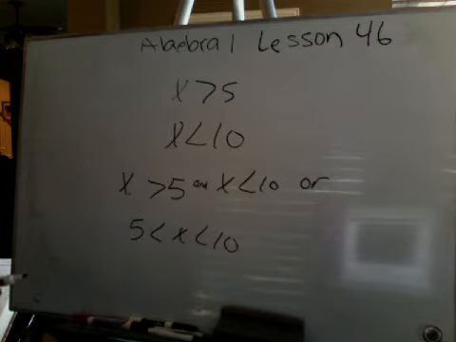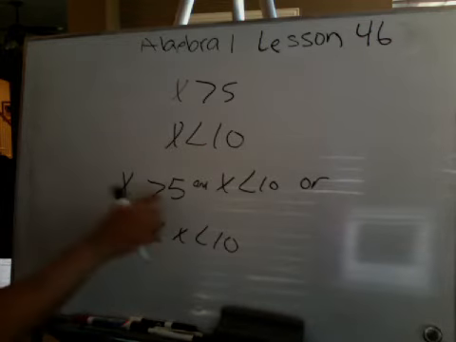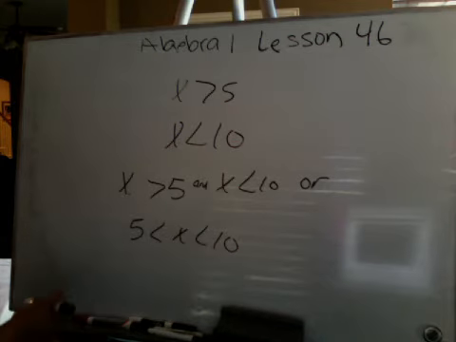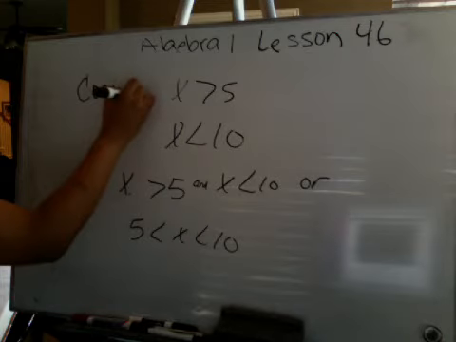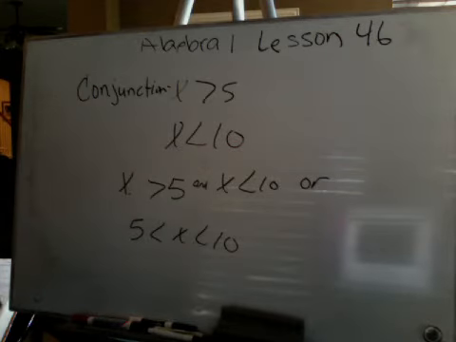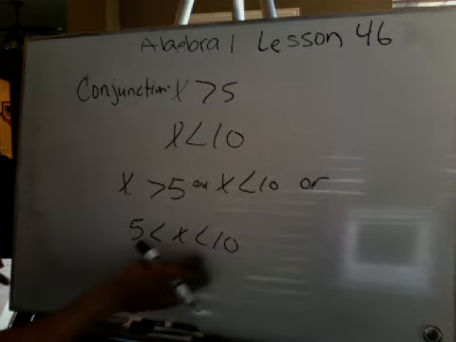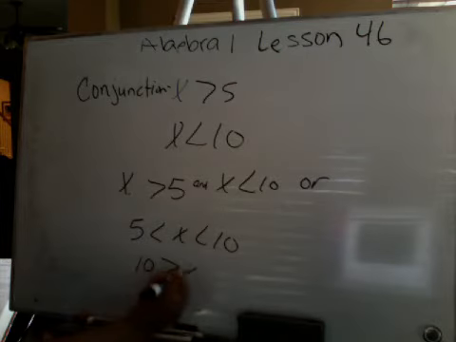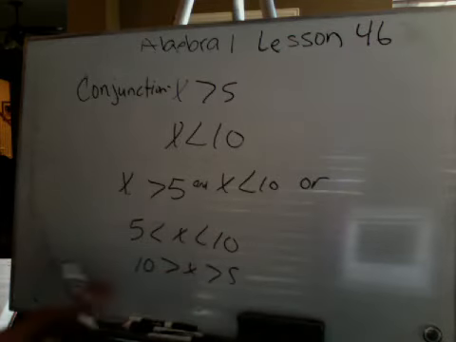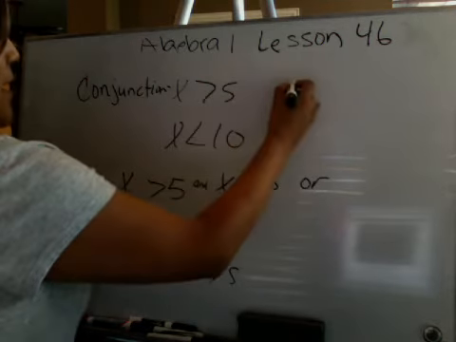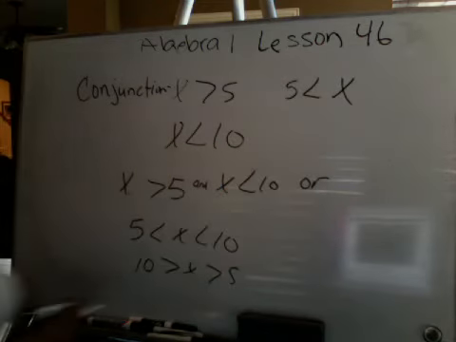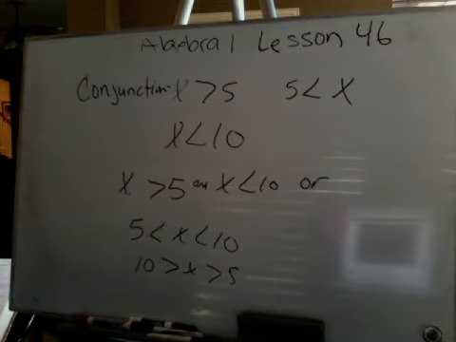Alright? Because we're designating the numbers that are between 5 and 10, this is a conjunction. We can also say 10 is greater than x greater than 5. We reverse the order, but it says the exact same thing. Just like if we said x is greater than 5, we can say 5 is less than x. It says the same thing, I just flipped the whole thing around.